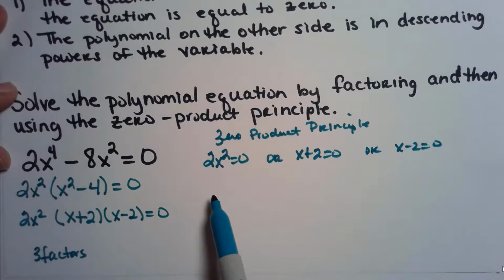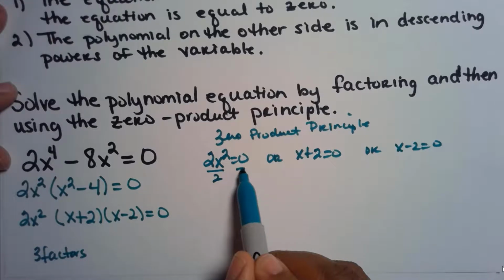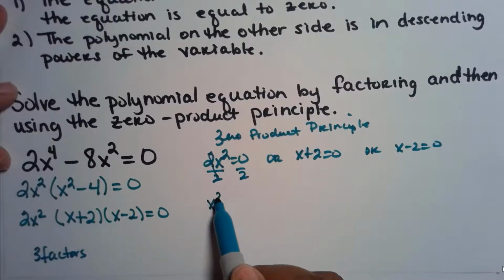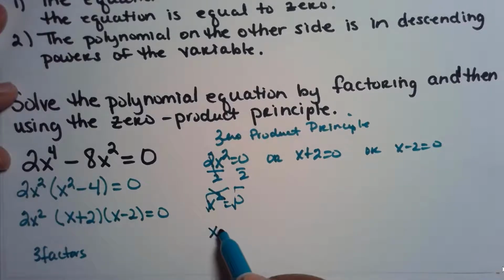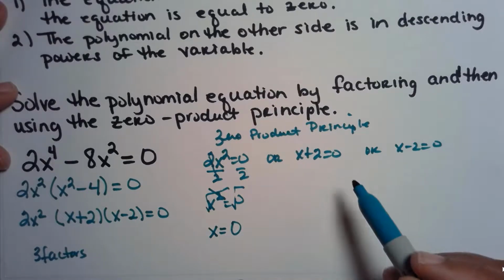Let's take the first equation. We're going to divide by 2. We have x squared is equal to 0. We can take the square root of both sides to get rid of that power of 2. And we're going to have x is equal to 0. It doesn't matter if it's plus or minus 0, it's just 0. So here we have one solution.